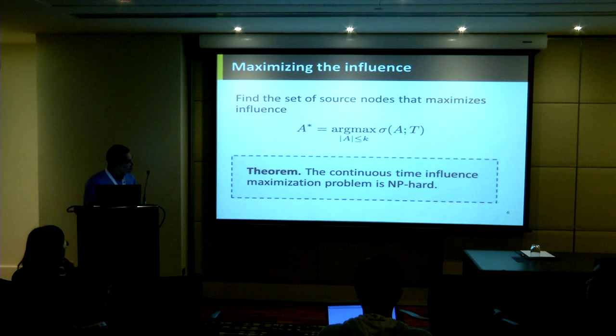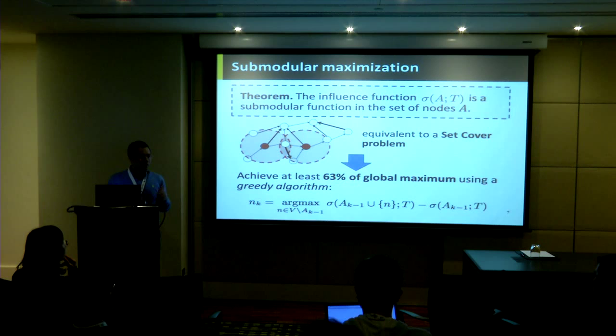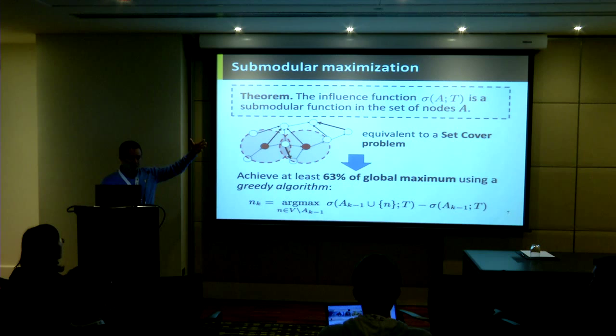Yeah, but what you can show is something very similar to the discrete time case. For this continuous time diffusion model, this influence function you defined is going to have some very special property. It's going to be this submodular property. Essentially, you can show that this influence function with respect to a set A is similar to a kind of set cover problem.